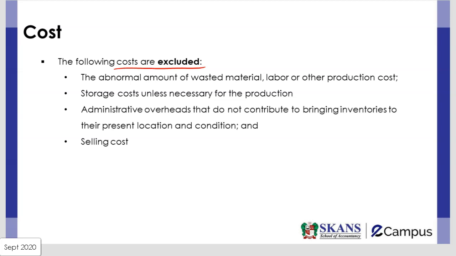Number three, administrative overheads that do not contribute to bringing inventories to their present location and condition. So any non-manufacturing or non-production overheads. And number four, the selling costs. Selling costs are not a part of the cost of asset, rather they become a part of our selling and distribution costs. Please keep these costs in mind. As I said, they very frequently appear in your exam to confuse you.